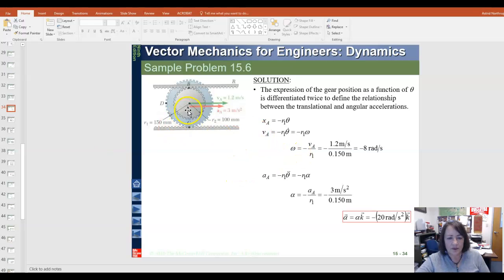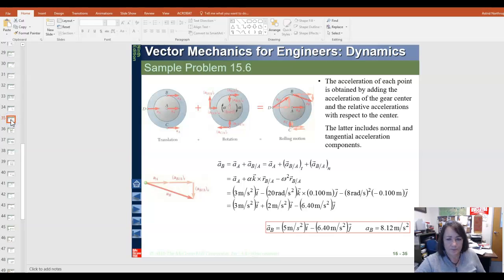So we break this up. We know just from our previous discussion that r theta is equal to x sub a. Take the first derivative of x, the velocity of point A because it's purely in the x direction, and we can come up with an expression for omega. After we do that, we know that the acceleration of A is equal to r1 times the second derivative of theta, which is alpha. We can solve for alpha. So it's spinning at 20 radians per second in the negative sense. Why is it negative? Because the spin is clockwise. So that goes along with our vectors.